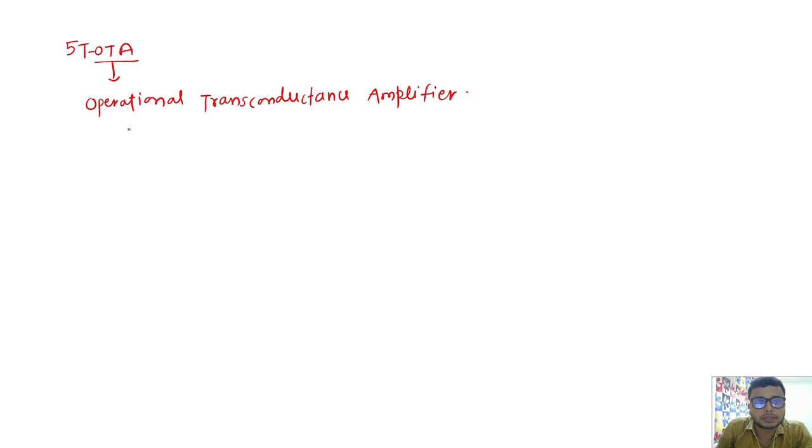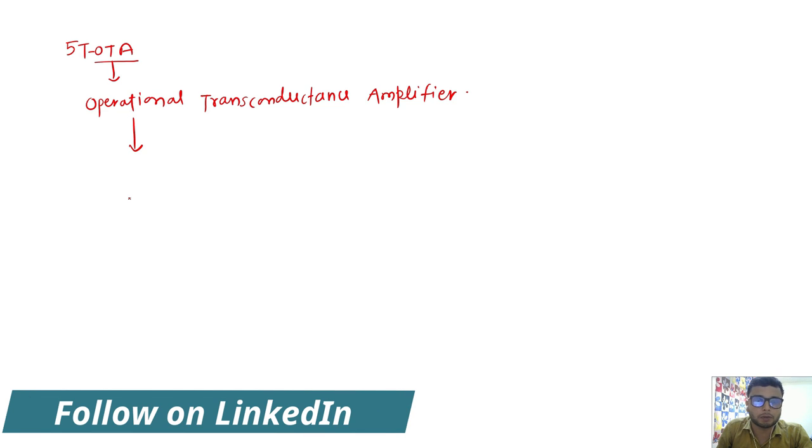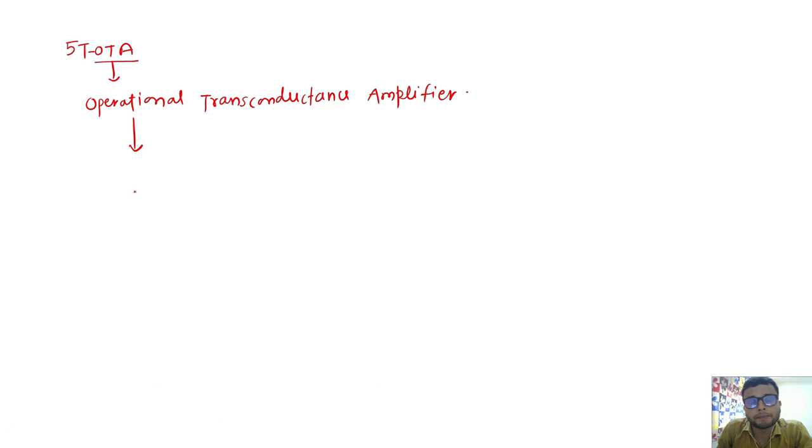Operation means some arithmetic operation will be there. In an op-amp, in general, we know that an op-amp can do many arithmetic operations, so I need not tell about all of them. And why is it called a transconductance amplifier? In general, an op-amp is a black box.